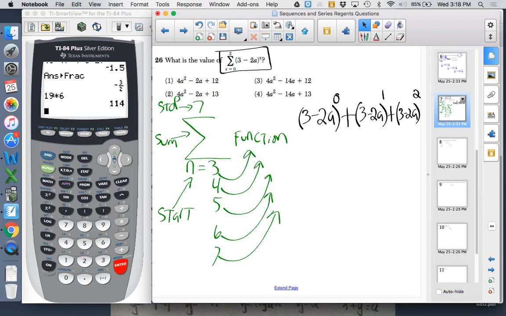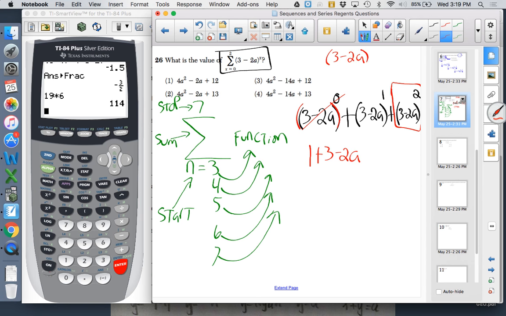Now, we do have to evaluate this. It's a little bit more work than that. Anything to the 0th power, it's easy enough. That's just 1. Plus a binomial to the first power is just itself, so it'll be 3 minus 2a. And then this is really where they expect you to have problems, because so many people are going to say 9 minus 4a. But that's wrong. You have to write 3 minus 2a times 3 minus 2a and FOIL that. And when you FOIL it, you'll get 9 minus 6a plus 4a squared.